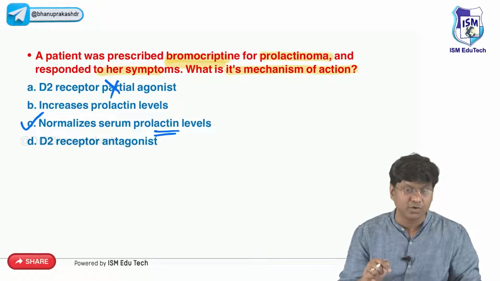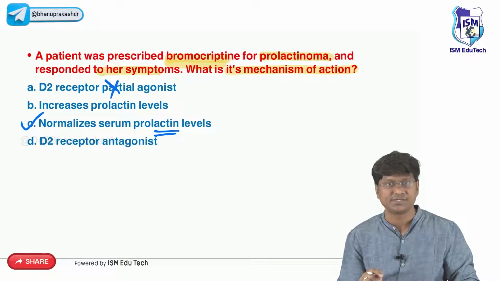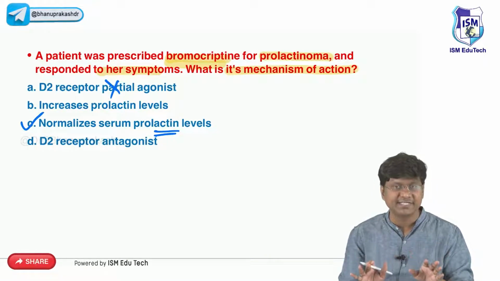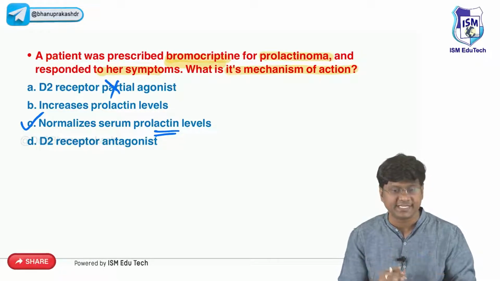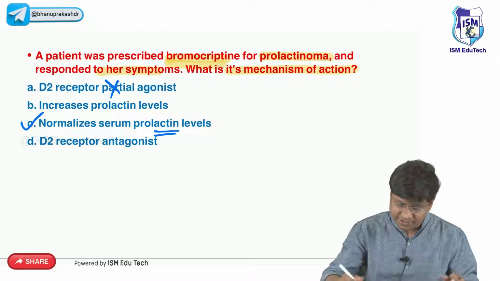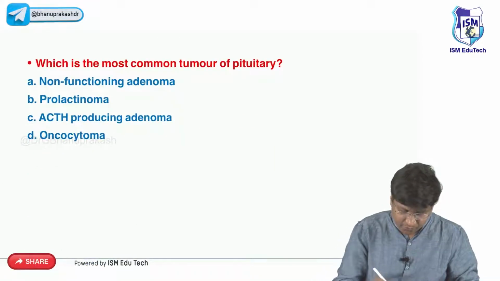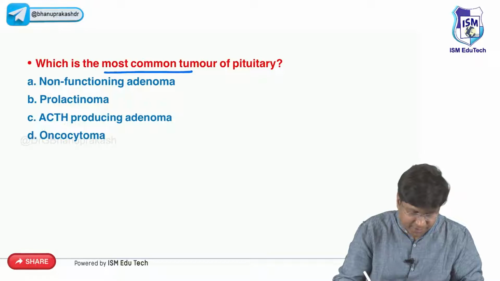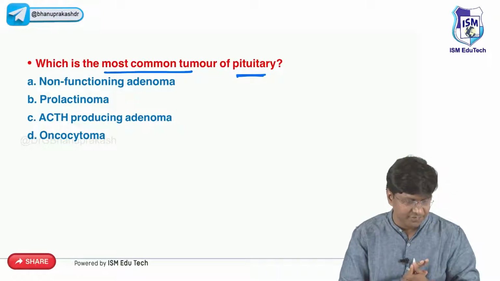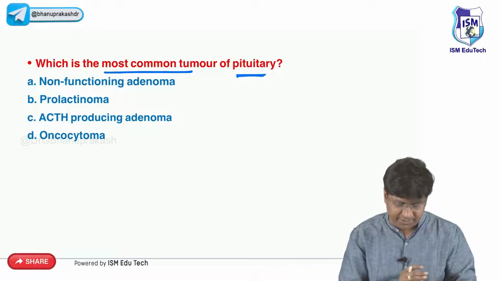Bromocriptine will normalize the serum prolactin levels. Now, let me discuss the pituitary tumor, that is prolactinoma. If the question is asked, which is the most common tumor of the pituitary?